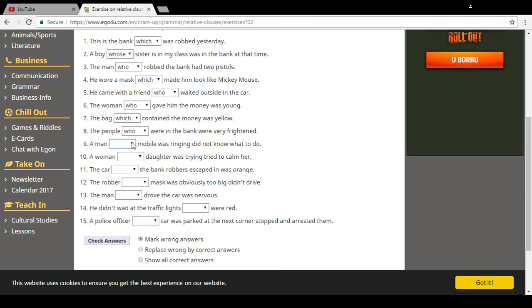My mobile, which was ringing, did not know what to do. Whose mobile, znači isto je prisvojno. The woman whose daughter was crying tried to calm her.